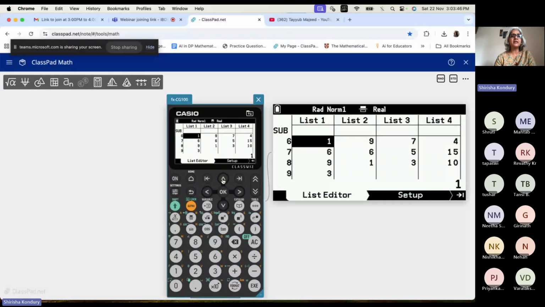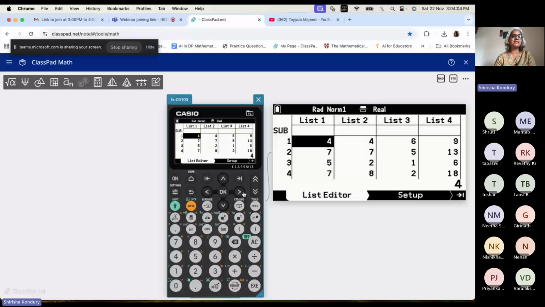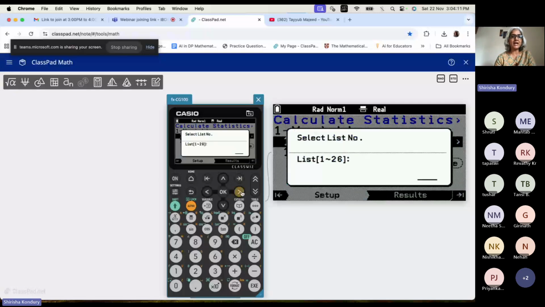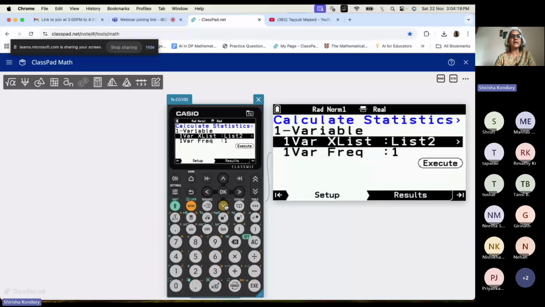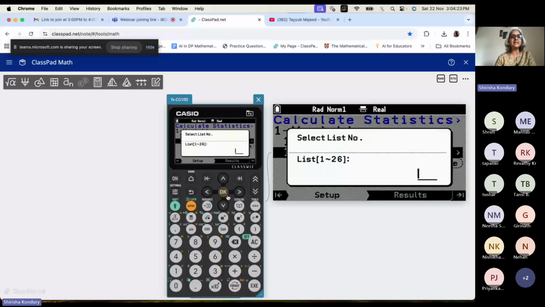That's your first question. Your second question, like I mentioned, has a frequency column also. So if we look at our second question, it again has a summary, but this time in addition to the data, I also have a frequency list. My data now is in list 2 and frequency is in list 3. So I would go back to my one variable statistics. Look at this. You use your arrow key to say that I have my data in list 2, and scroll down. Identify that your frequency is in a list. It's not 1 now, and it is in list 3.